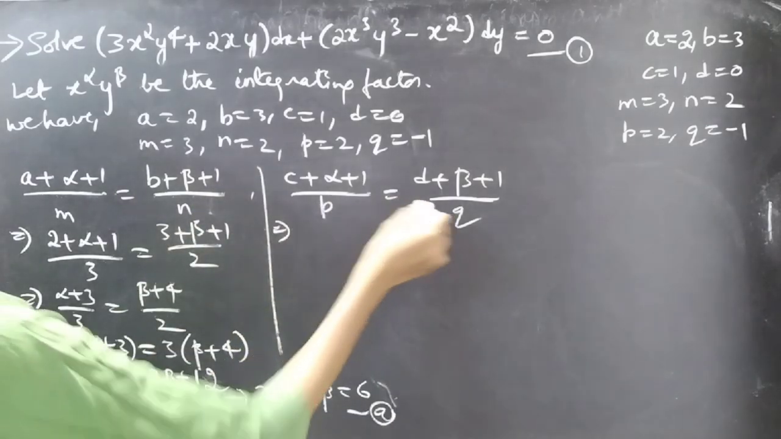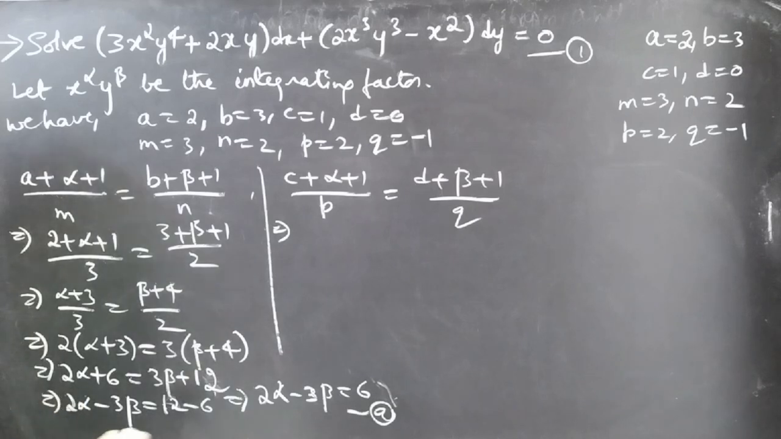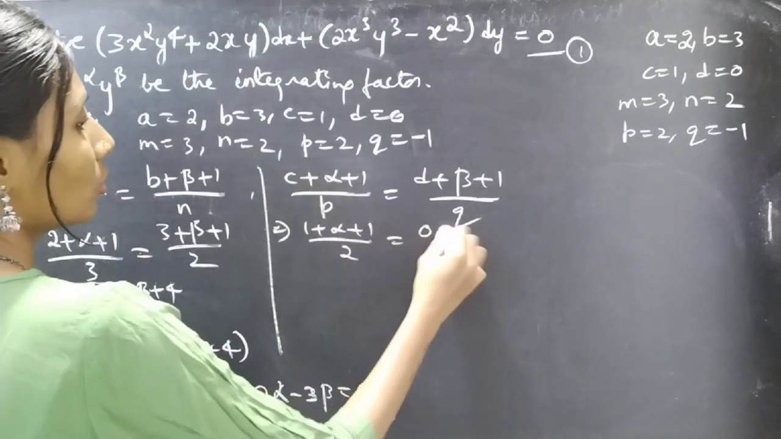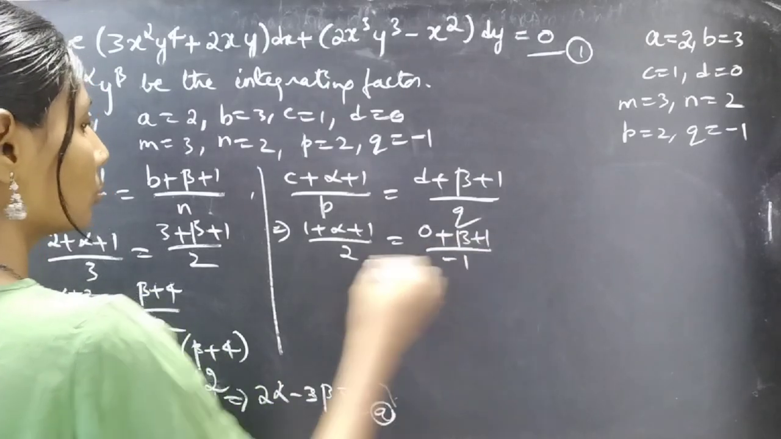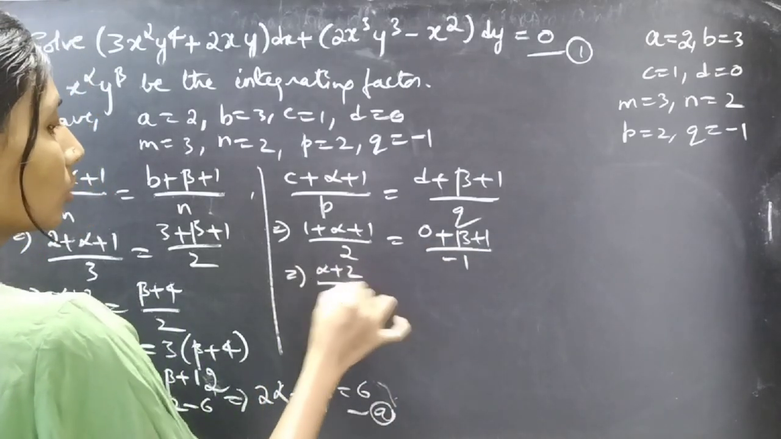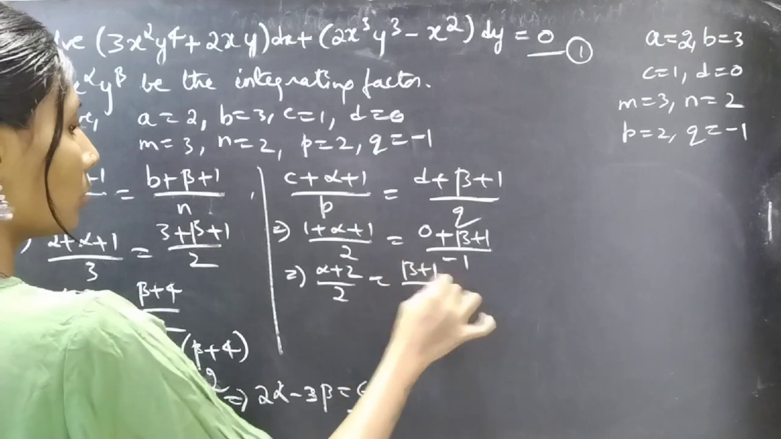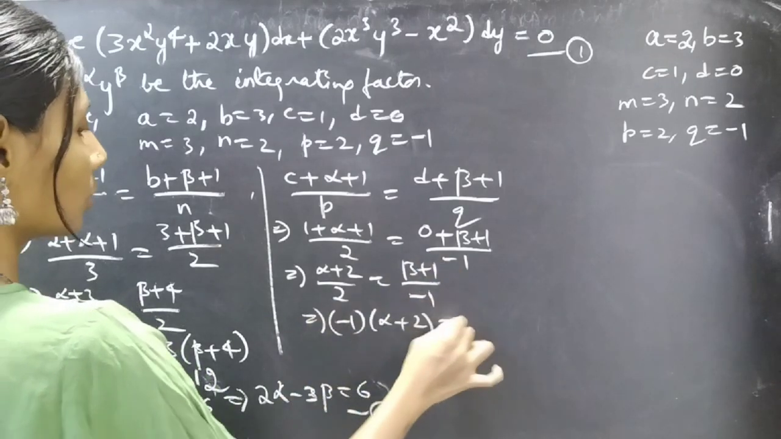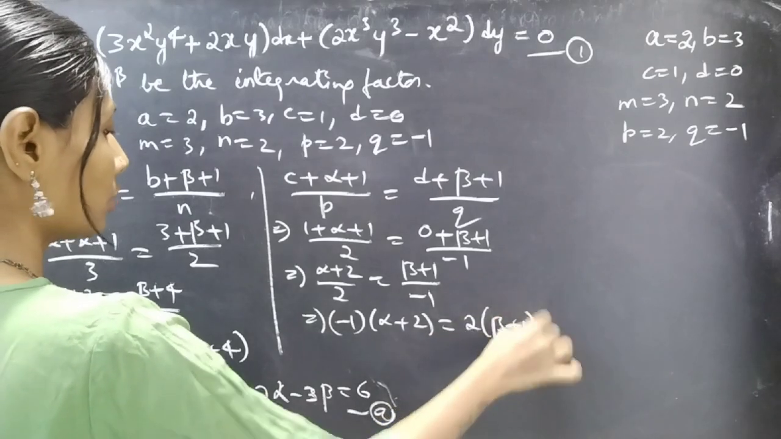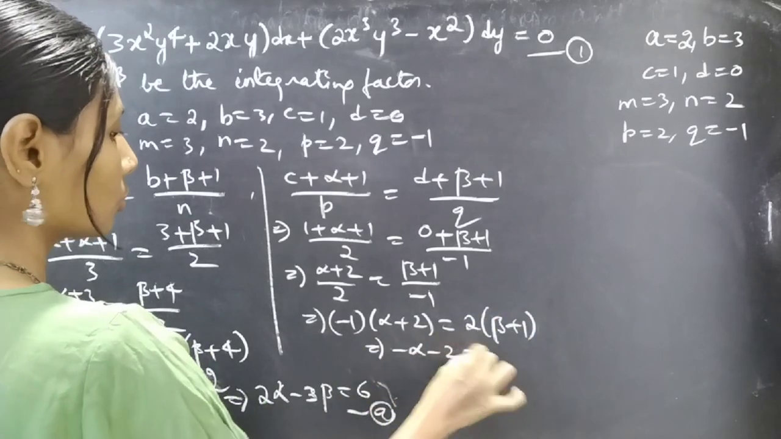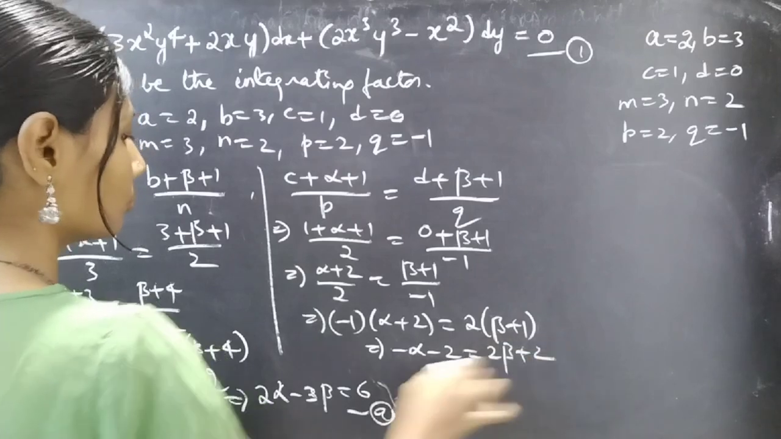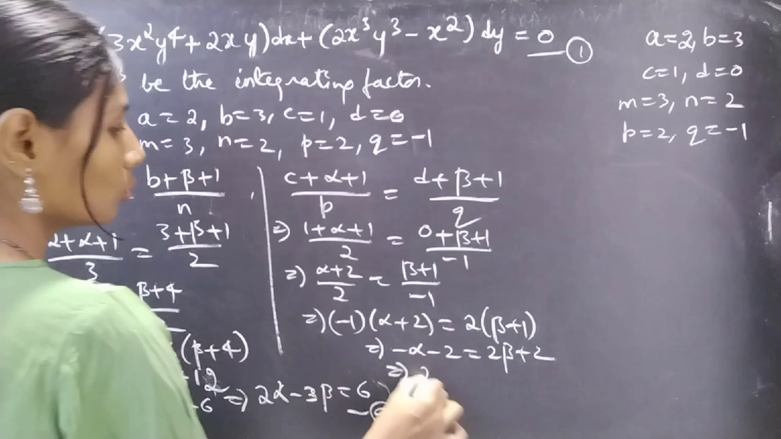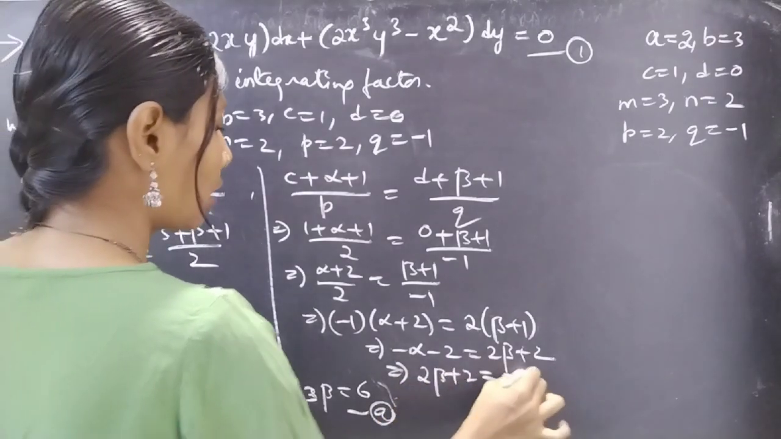Now substitute the values in the second formula. We'll have 1 plus alpha plus 1 by 2 equal to 0 plus beta plus 1 by minus 1, which gives us alpha plus 2 by 2 equal to beta plus 1 by minus 1. Now make the cross multiplication. You'll get minus 1 into alpha plus 2 equal to 2 times beta plus 1, which gives us minus alpha minus 2 equal to 2 beta plus 2. Or you can just write this as 2 beta plus 2 equal to minus alpha minus 2.